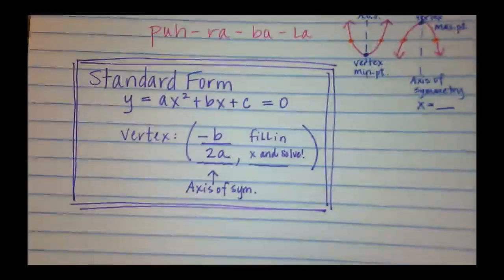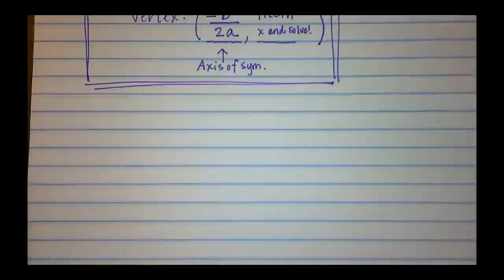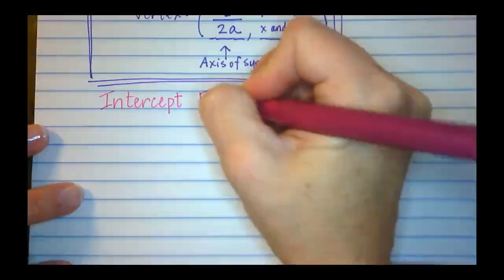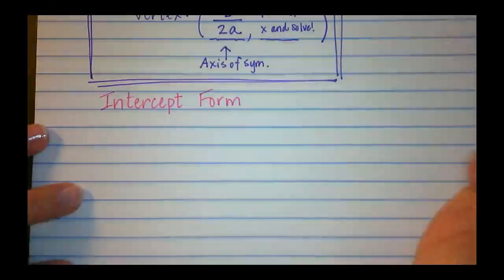All right, next up, let's do intercept form. So when we have intercept form, that basically means that our equation has been factored. So intercept form.